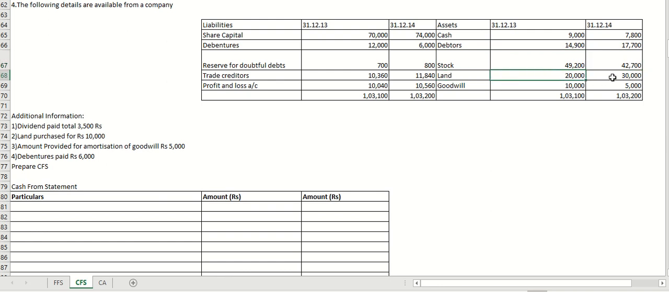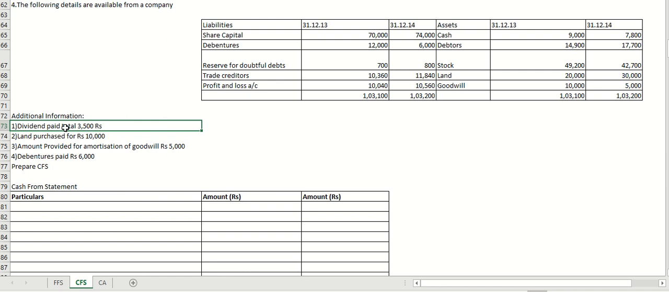Land is a fixed asset, it comes under investing activity. Land, last year it is 20,000, the current year it is 30,000, it has increased, which means land has been purchased. If a purchase happens, there is an outflow of cash, so you will minus it. Goodwill written off will be taken as a non-cash item, so you will add your non-cash items. Our first additional information is dividend paid, a total of rupees 3,500.